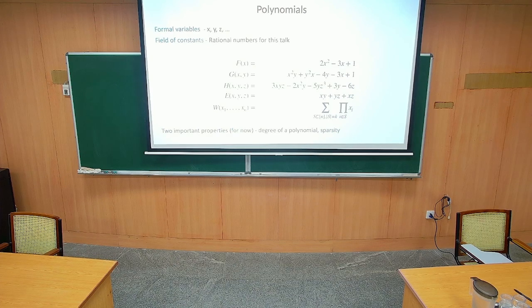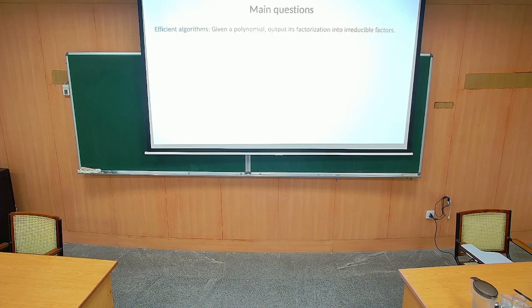So this has 3 non-zero terms, this has 1, 2, 3, 4, 5 non-zero terms, this has 5 non-zero terms, and this has, how many non-zero terms does this have? How many non-zero monomials? It's n choose k. Right. Good, so are we good? So degree and sparsity. For now, these are the properties of interest.